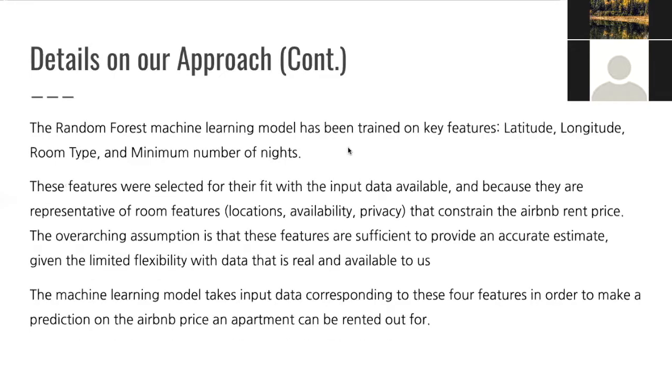Just to give a little bit more insight into how the machine learning was done for the purposes of this project, we used a random forest regressor as our machine learning model of choice. And this model has been trained on a few different key features, namely latitude, longitude, room type, as well as minimum number of nights. In order to make predictions, the machine learning model takes input data corresponding to these four features in order to make a prediction on the Airbnb price that an apartment can be rented out for.